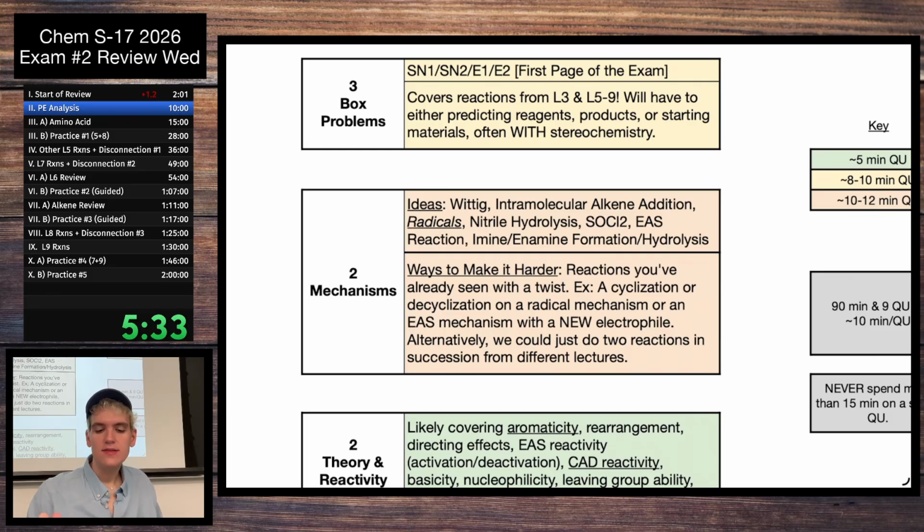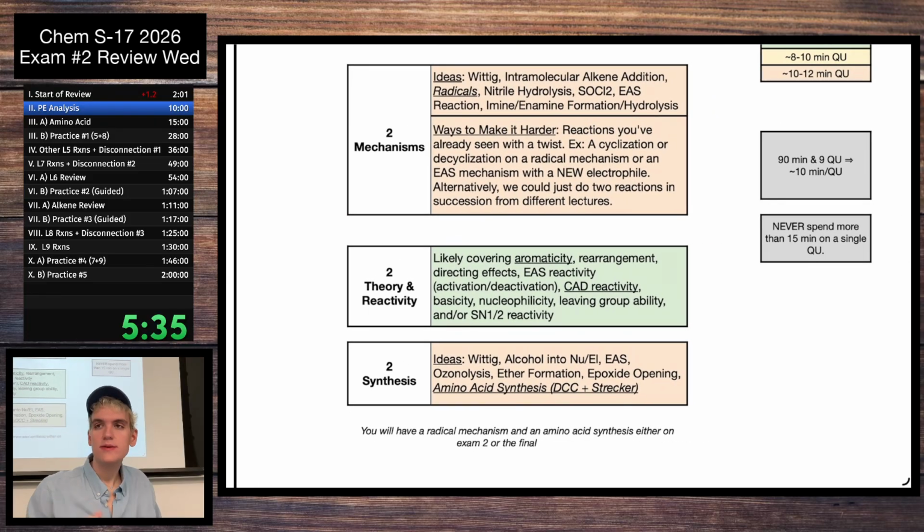Yes, and then synthesis are the final 2 pages. One of them is going to be amino acid DCC synthesis. The other one, some ideas that we've seen. So we know Wittig is a really powerful way of joining together 2 molecules. Ozonolysis is a really powerful way of splitting apart 2 molecules. You might have to do things with epoxide openings or ether formation, or another fun one is alcohols can become so many things now, so you might have to turn an alcohol into a nucleophile and one into an electrophile and join them together in various assorted ways.